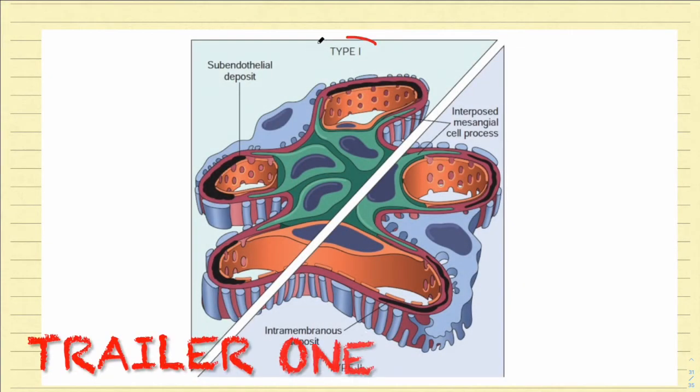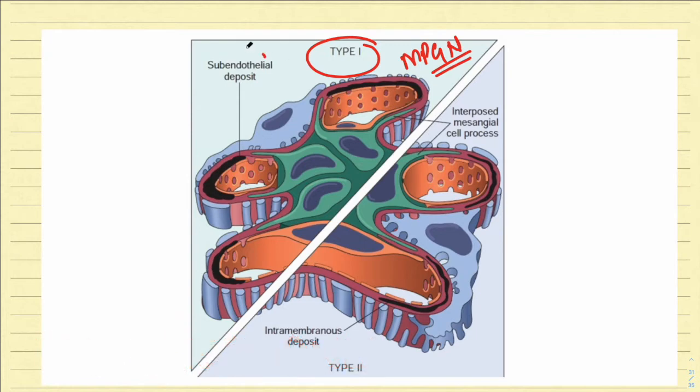Now it will become very clear. This is the type 1 MPGN. So what did I tell you? In type 1, what will be there? There will be subendothelial deposits. So on the inner side, what is this?